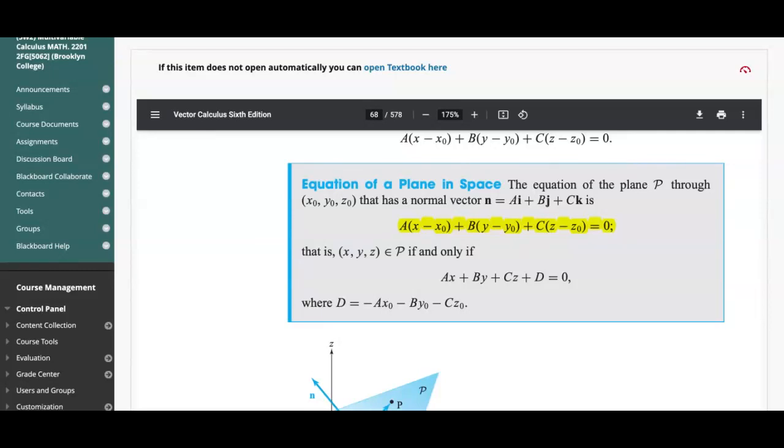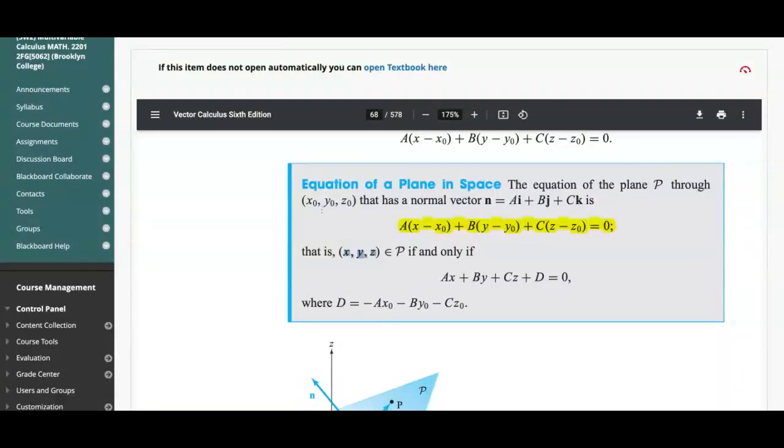Because they form 90 degrees, they are orthogonal, or perpendicular. So the inner product is 0. Here we see A, B, C. We have this point x naught, y naught, z naught on the plane P. We have this normal vector with components A, B, C. And x, y, z is just any other point on the plane.